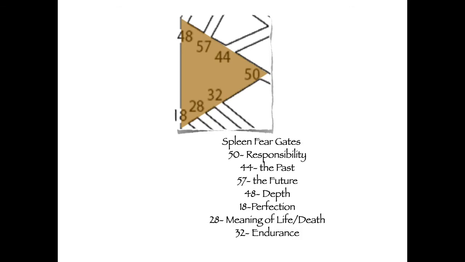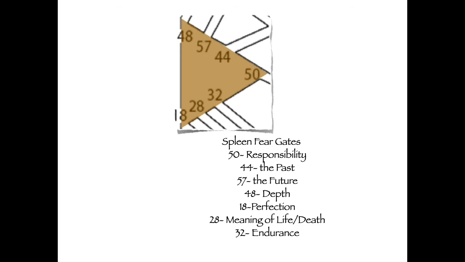So the gate 50 is all about responsibility, and the fear is that you're going to somehow let down your family or somebody who you love by doing something wrong when you have the gate 50. There can be some level of codependence in this energy. And the way to push through this energy is to know that people have responsibility for themselves when they get older, and you just have to let people do what they have to do and hope for the best, because eventually everybody has to have their own level of responsibility.